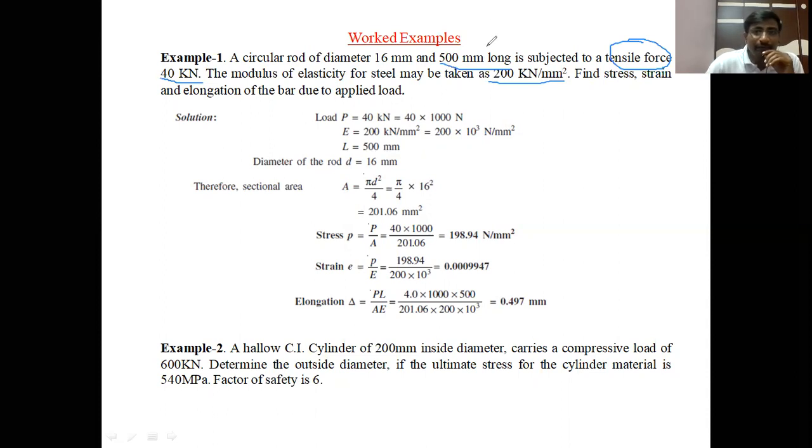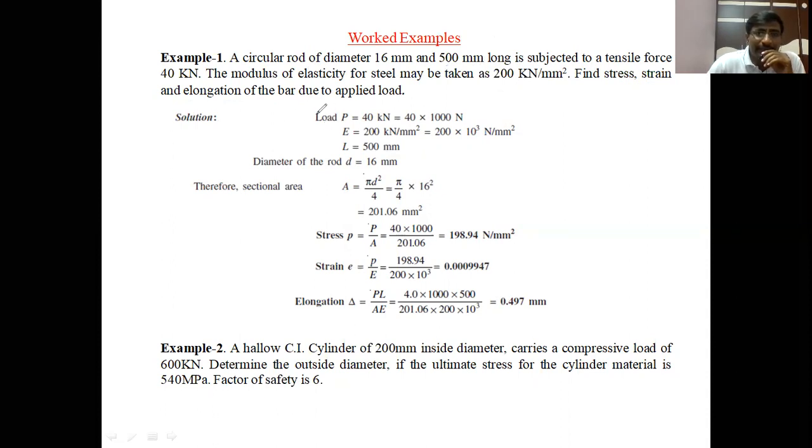It is the E value, that is a capital E value, modulus of elasticity, which is the property of the material. Then the parameters we are going to find in this problem are stress, strain and elongation of the member by applying the tensile load of 40 kilonewtons. Solution. Let us see the solution for this problem.